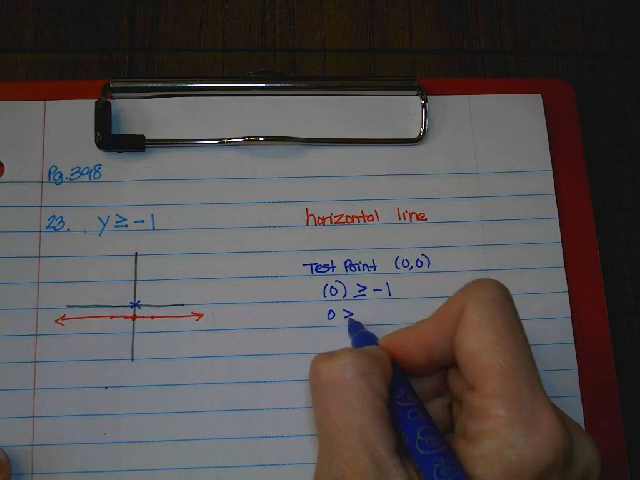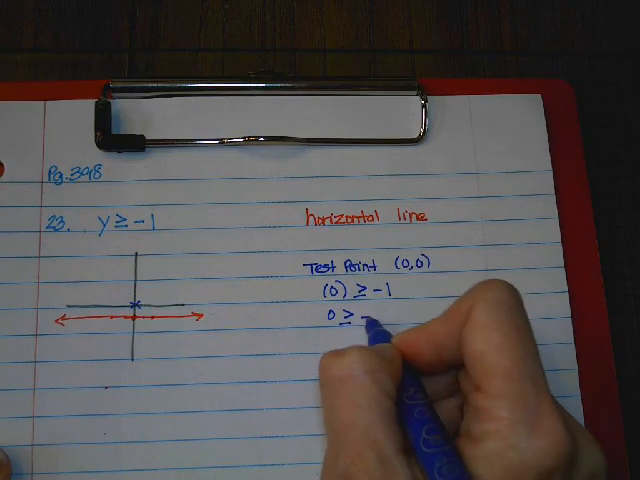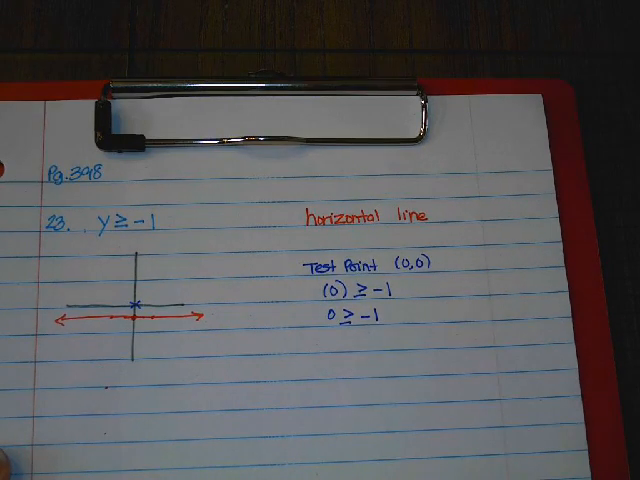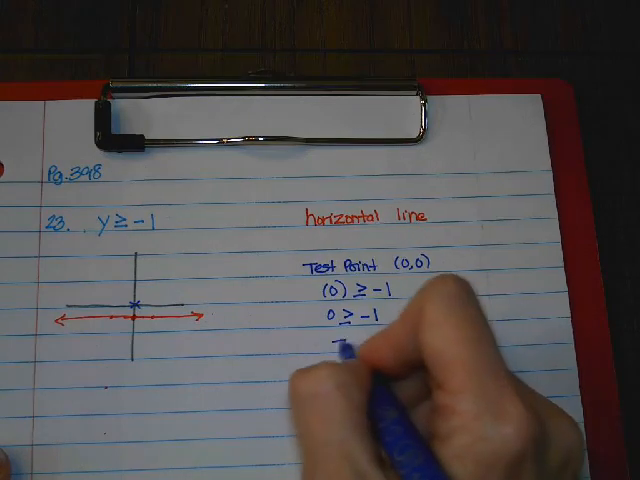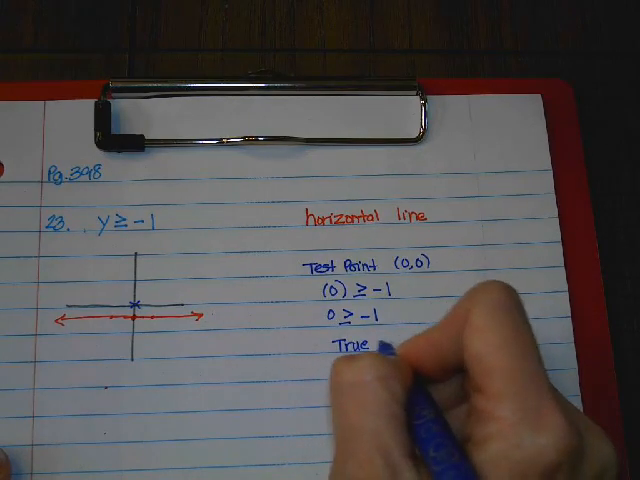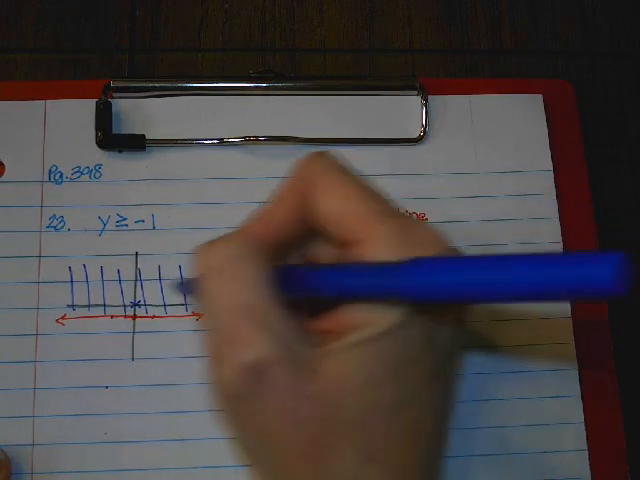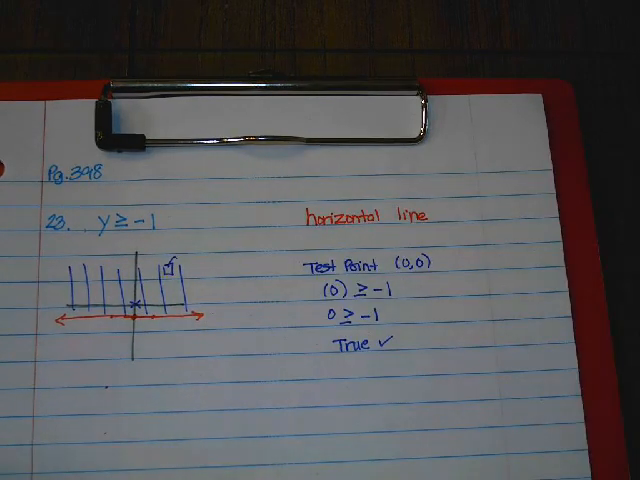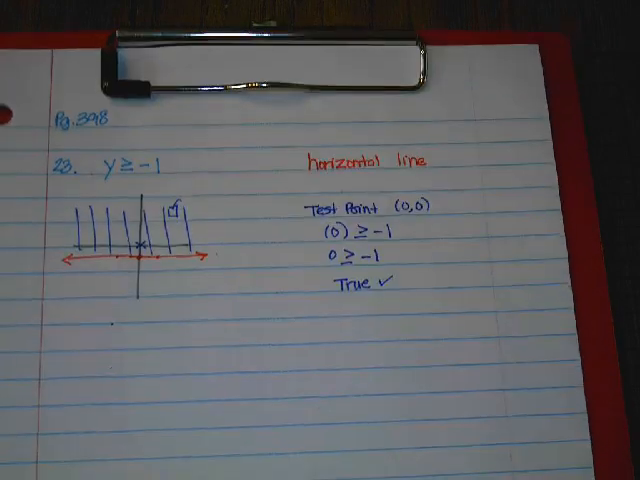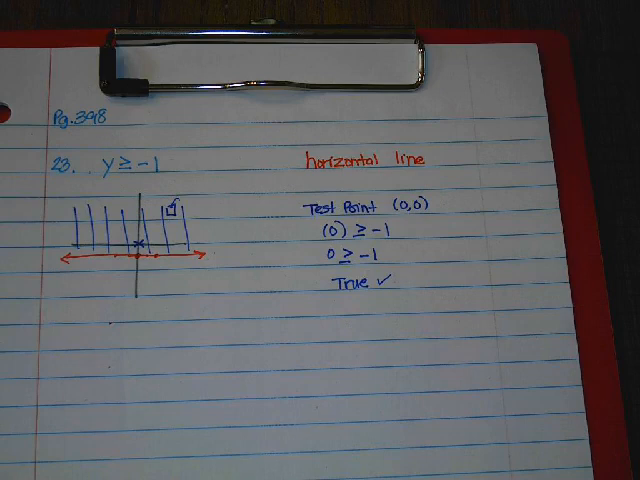And the question is, is 0 greater than or equal to negative 1, Fabian? You're correct. That is true. 0 is bigger than negative 1. So we're going to shade on the true side, that's where our test point is, or drop our little paint bucket on the true side. All right, almost done. Problem number 24.